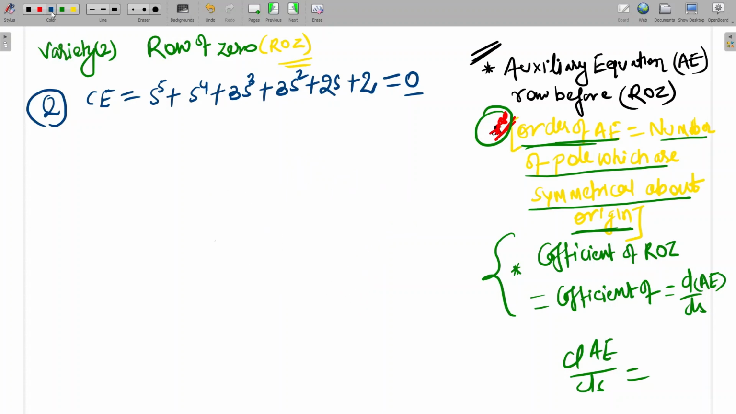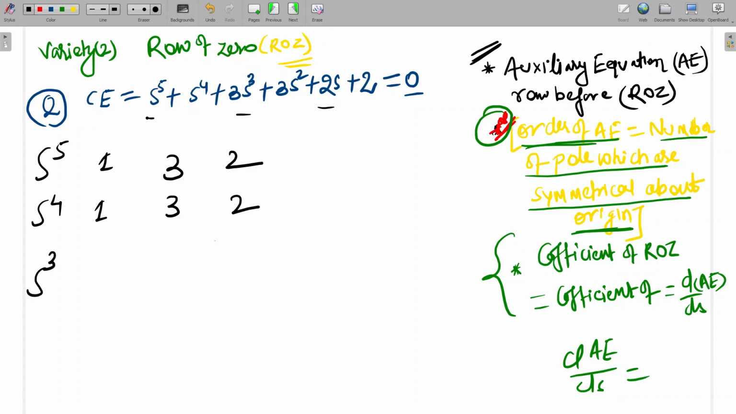So I'm going to solve this question. What are the coefficients? S to the power 5: 1, 3, 2. Again s to the power 4: 1, 3, 2. Is it the same? 1, 3, 2, 1, 3, 2. So what will be the s to the power 3? 1 into 3 minus 1 into 3 divided by 1 is 0. 1 into 2 minus 1 into 2 divided by 1 is 0. So if both the elements are 0, then we call it a row of 0.